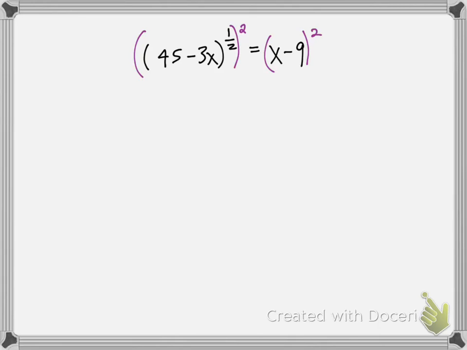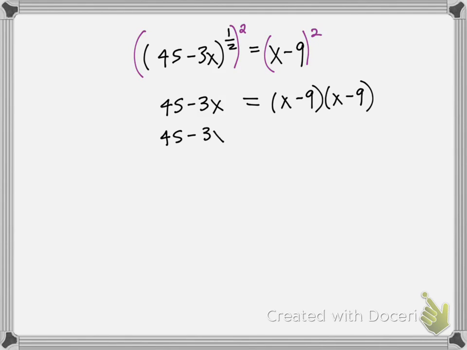So on the left side, again, these multiply to give you 1, so you're just left with 45 minus 3x. And on the right-hand side, (x minus 9) squared is (x minus 9) times itself. So I'm going to expand that by multiplying. First I have to distribute the x to both terms. x times x is x squared. x times negative 9 is negative 9x. And then I have to distribute the negative 9 to both terms. Negative 9 times x is negative 9x, and negative 9 times negative 9 is positive 81.